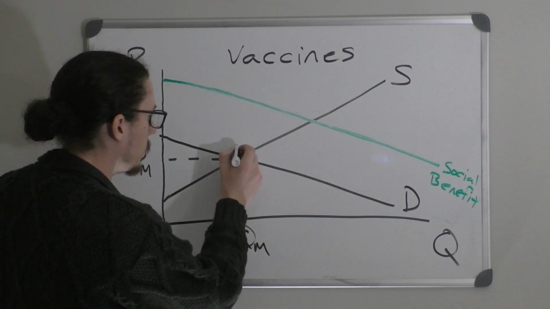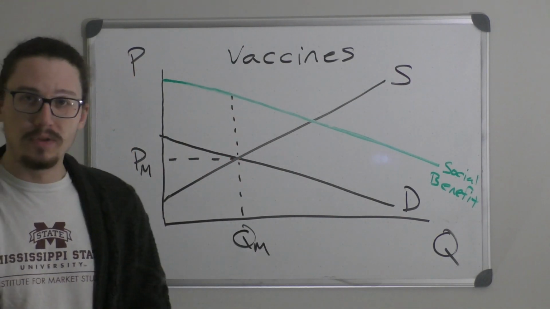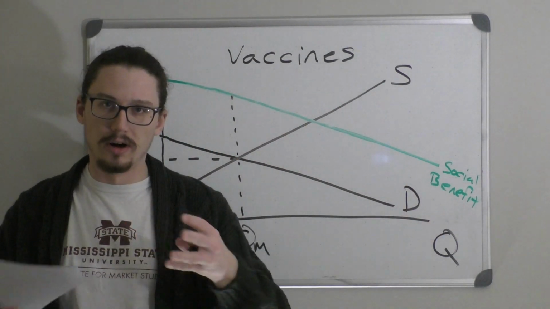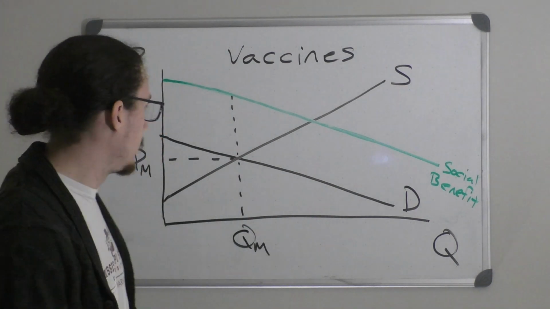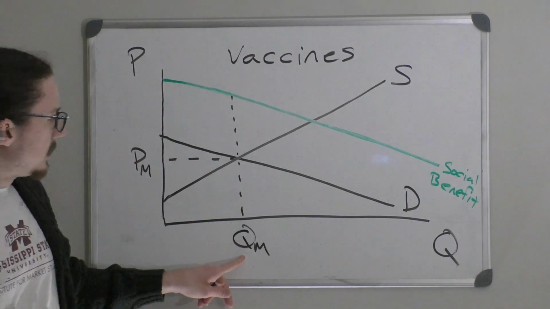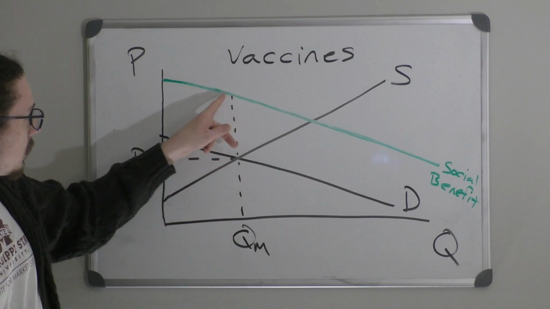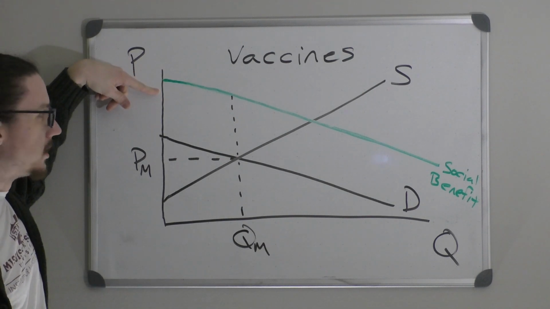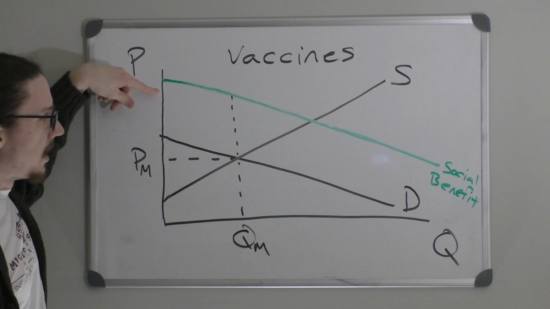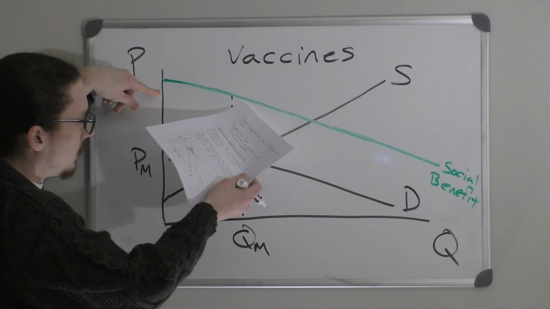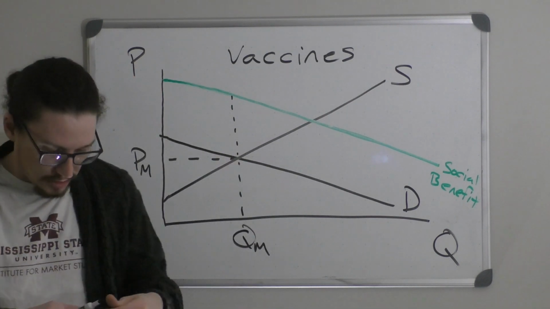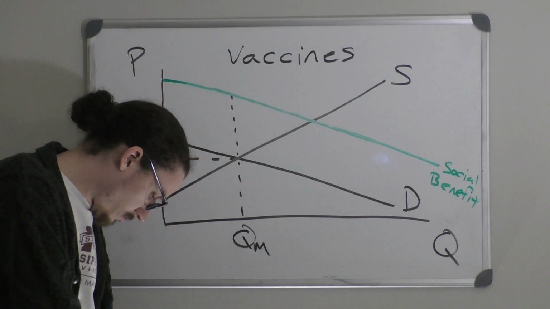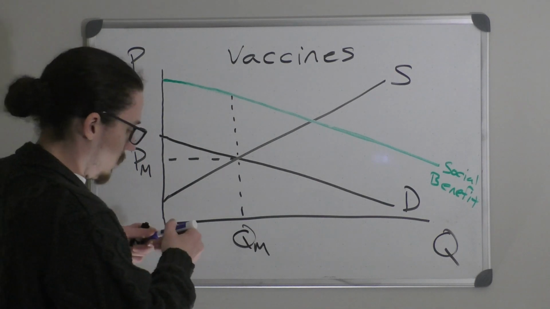Actually, before we do that, let's do what we did last time. Let's look at our market equilibrium quantity. If we follow that line up to our social benefit curve, so our demand with the social benefits taken into account, we can see that we hit the curve at a place that is much higher than the price we have here. So what this is telling us is that for this area, this section, and I'll go ahead and just underline that.